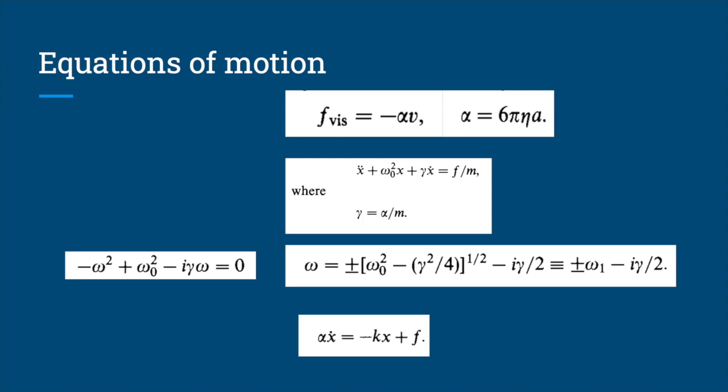In this case, the oscillator is said to be overdamped, so it will reach equilibrium quickly, but it will oscillate about the equilibrium point as it does so.